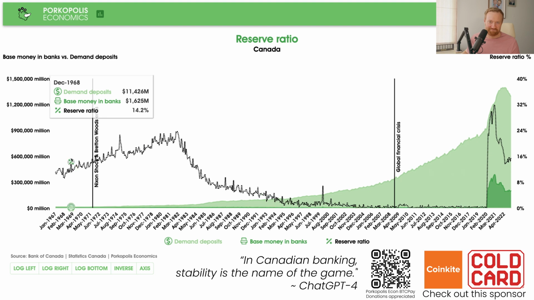This is just a little bit of a flavor to show you how the reserve ratio in one country can give you quite a different conclusion than the reserve ratio in another country. And again, Canada didn't even have a legislated reserve ratio.